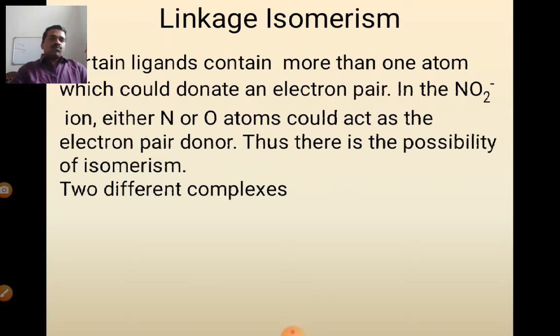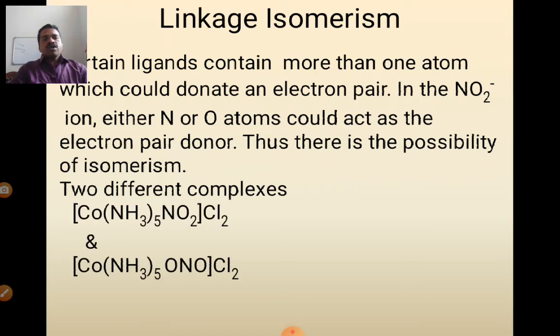So there are known compounds with the same nitro ligand in which, in the first, nitrogen is the donor and in the other, oxygen is the donor. For example, in this complex, in the first one nitrite is forming a bond from nitrogen to cobalt, that is, the nitrogen is donating the lone pair. In its isomer, out of this NO2, oxygen is donating the lone pair.